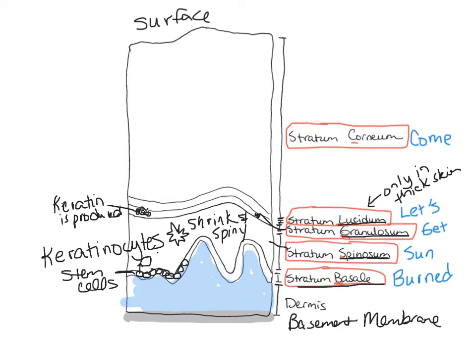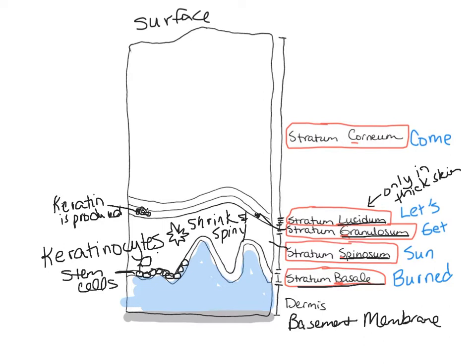So that just adds an extra layer of cells. There's an extra layer of cells in that stratum lucidum layer. Not that much different than what we have in the stratum granulosum layer. So it's just an extra layer. So normally, in all the skin in your body, you have 4 layers, but in the palms of your hands and the soles of your feet, you have 5.